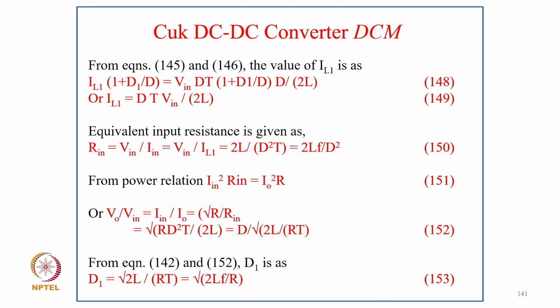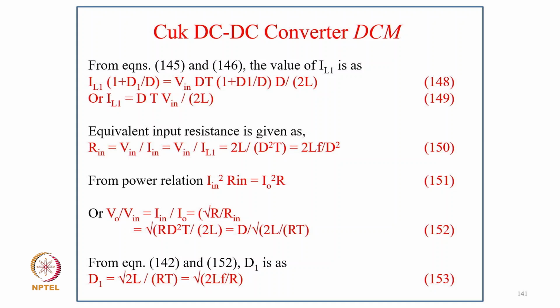On power relation, IIN square RIN equal to IO square R, or VO upon VIN equal to IIN upon IO equal to square root of RIN divided by R, or square root of R D square T upon 2L, or D times square root of 2L upon R T.